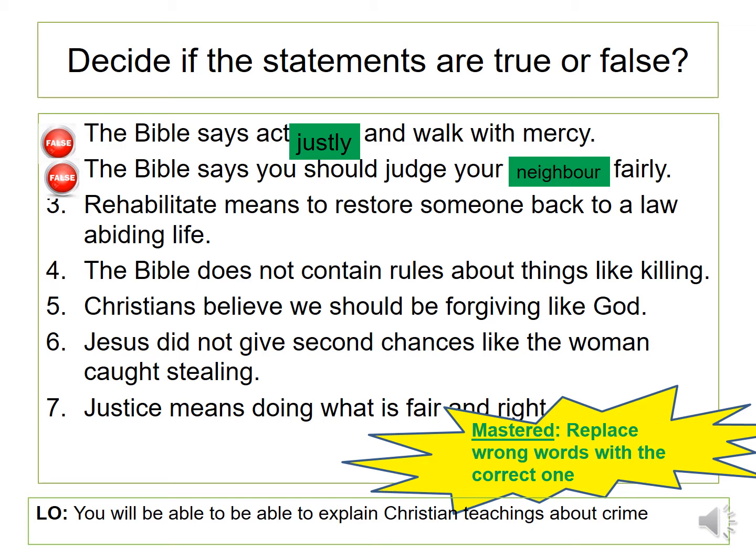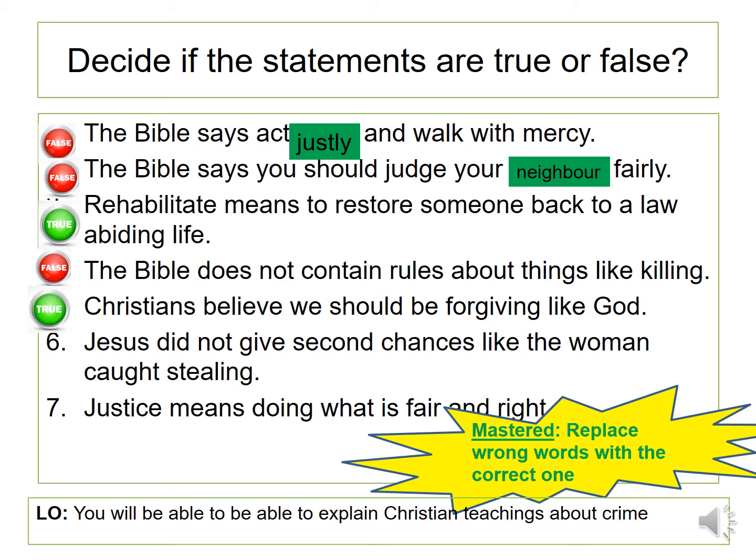Number 3, rehabilitate means to restore someone back to a law-abiding life. That is true. Number 4, the Bible does not contain rules about things like killing. That is false. You know from the work that you did in Year 9 that the 10 Commandments tell us not to murder. Number 5, Christians believe we should be forgiving like God.